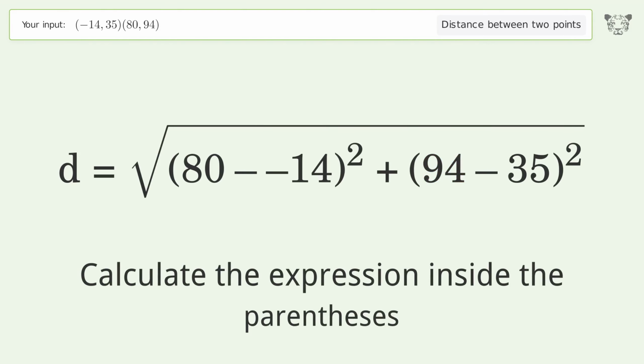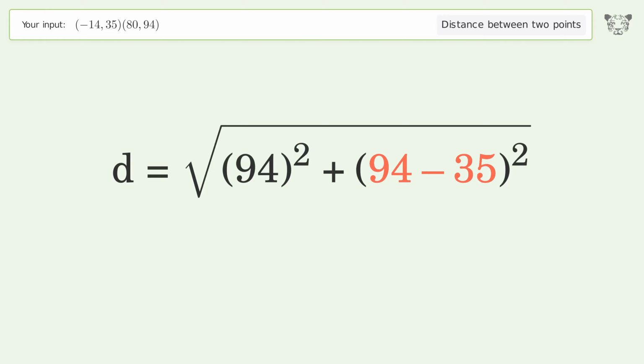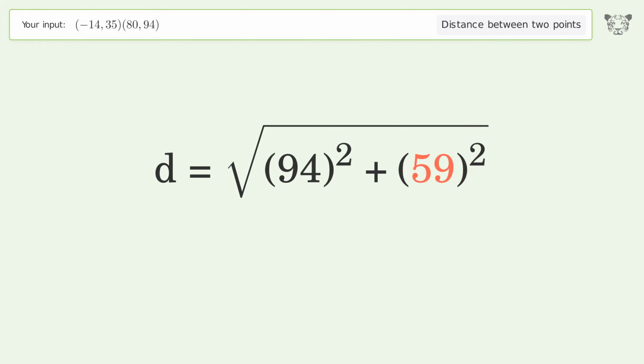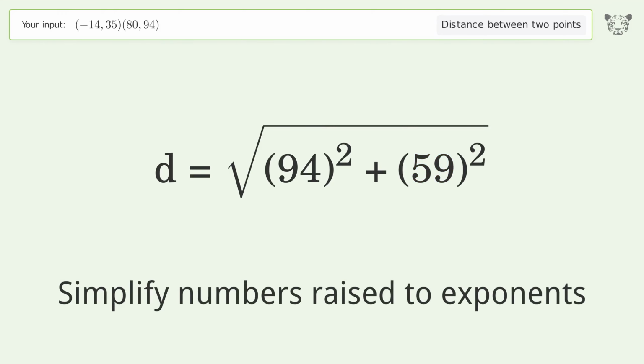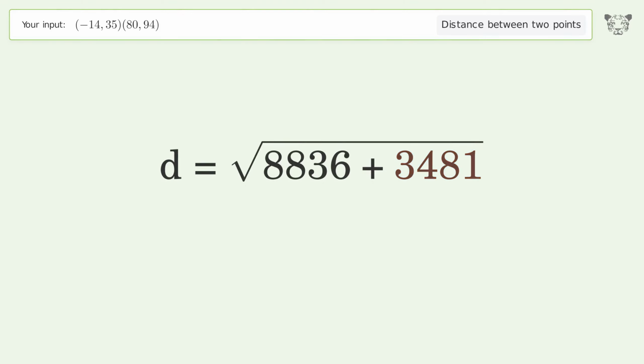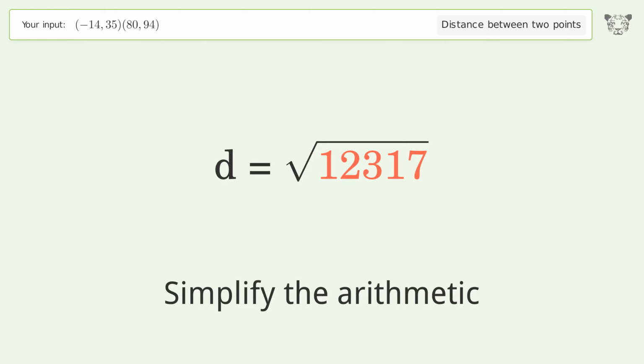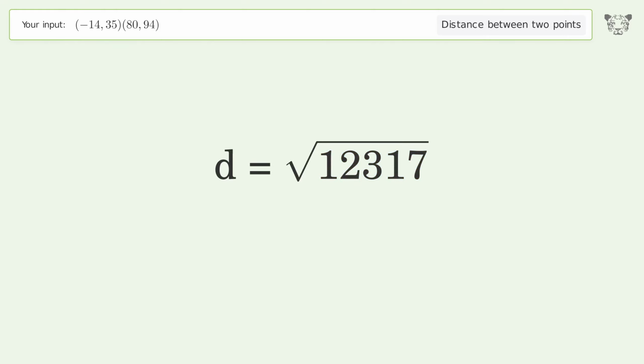Calculate the expression inside the parentheses. Simplify numbers raised to exponents. Simplify the arithmetic. And so the distance between the 2 points is the square root of 12,317, or 110.982.